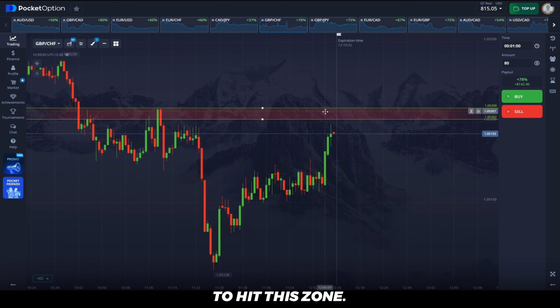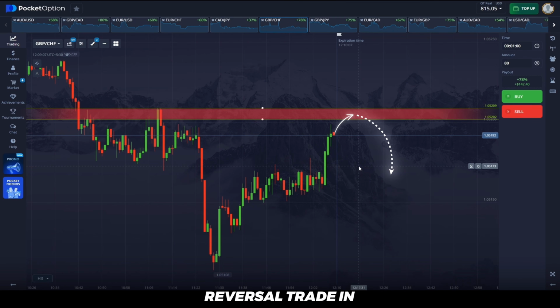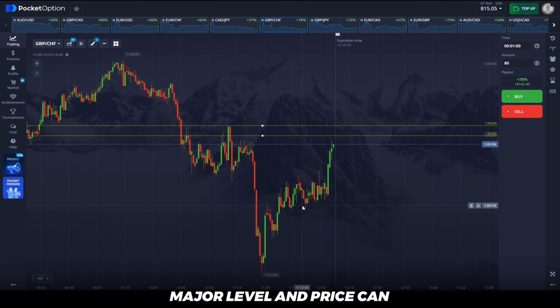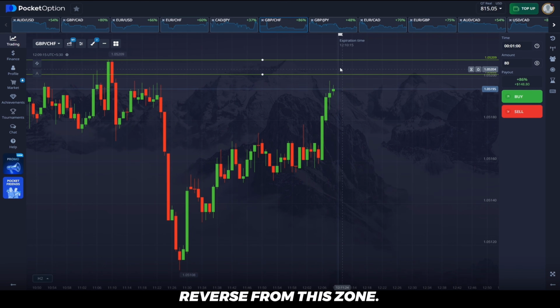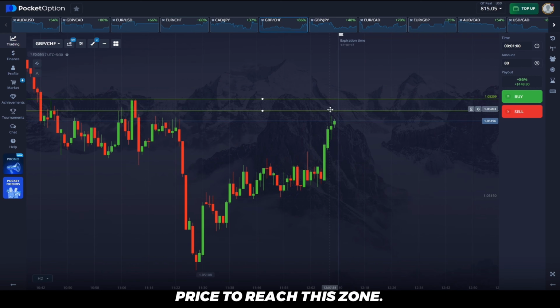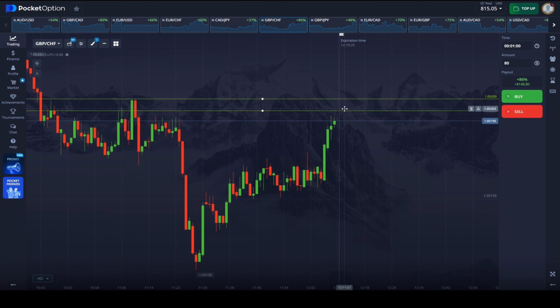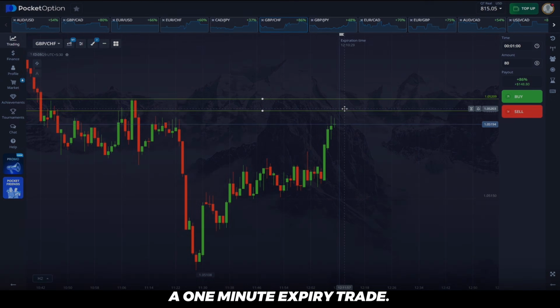Let's wait for the price to hit this zone. Once price reaches here, I will be looking for a reversal trade in the downward direction. This is a clearly visible swing high and it's a major level and price can reverse from this zone. So I'm waiting for the price to reach this zone. Once price reaches here, I will switch to the 5-second chart and look for 5-second bearish reversal confirmation to place a 1 minute expiry trade.